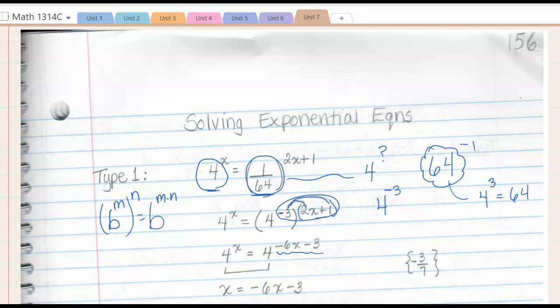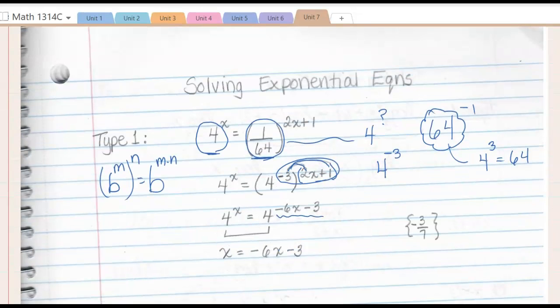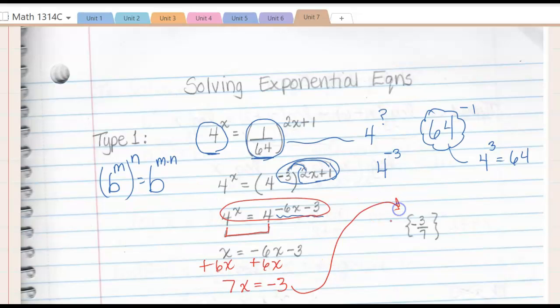Now that we have the same base, we can say that the exponents must equal each other. And that's how I have x is equal to negative 6x minus 3. And our job now is to solve for x. I'm going to add 6x to both sides, and I find 7x is equal to negative 3. Then I divide both sides by 7, and I find my solution set of x equaling negative 3 over 7.